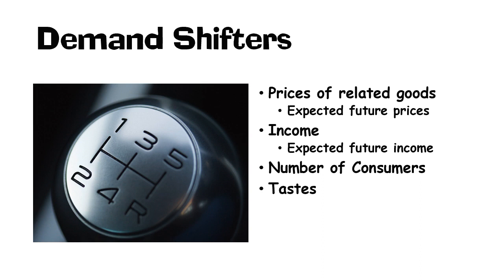Number 2, our income. Clearly, we tend to buy more stuff when we have higher income. And related to that is our expected future income. You need a new car, but you're about to start a new higher paying job in a couple months. Probably, if you're smart, you're going to hang on and wait until your income goes up before you decide what car to buy, because you may want a nicer car when your income goes up, and so you wait.